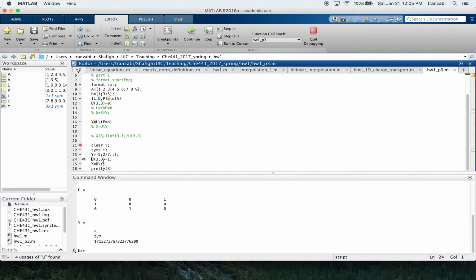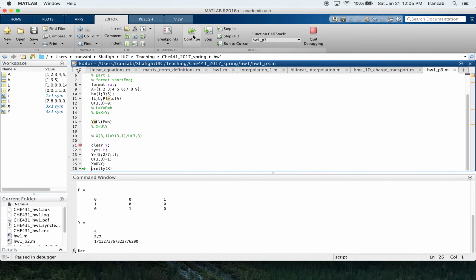Now, since U33 is 0 here, right, the solution would be undefined if I leave it as 0. So I'm going to change U33 to 1 just to simplify the calculation, but this doesn't change the solution, all right? So I set U33 equal to 1, and then I solve for x. Okay, so let's see what x is.